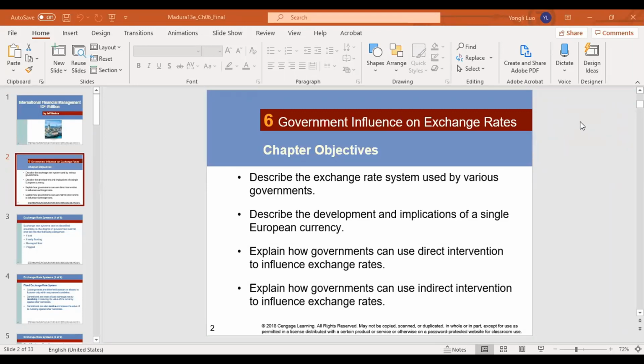Hello, everyone. Today we are going to learn Chapter 6, Government Influence on Exchange Rates.